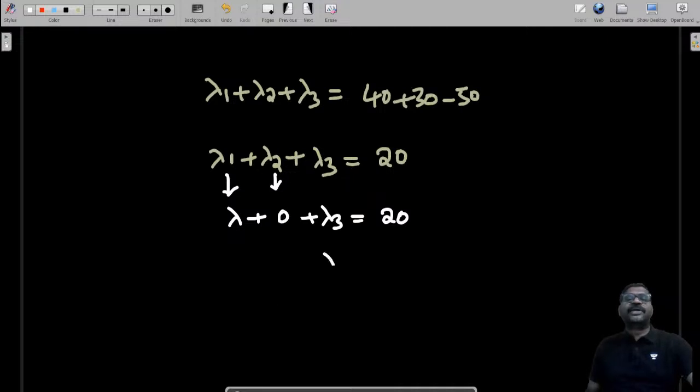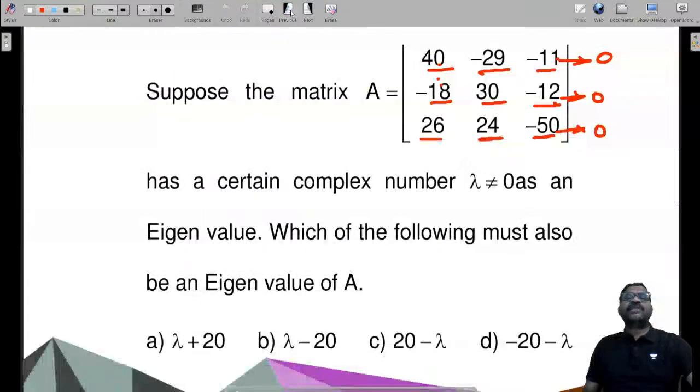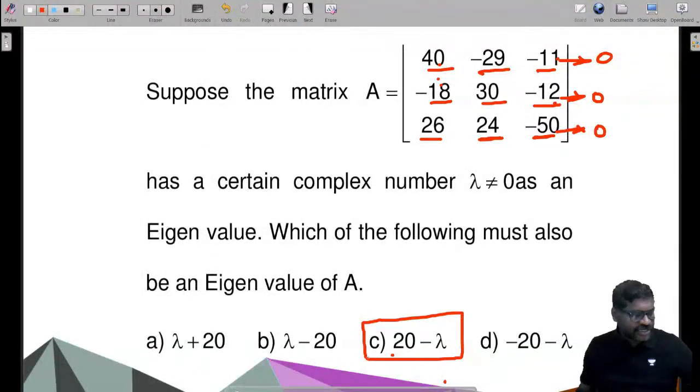Sir, what about the third eigenvalue? 20 minus lambda. The third eigenvalue is 20 minus lambda. Understood? Right.